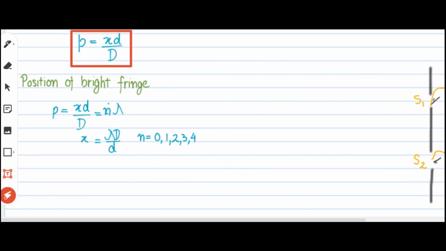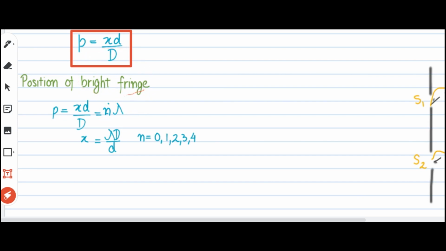Your bright fringe will be obtained when the path difference equals n times lambda. It can be 0, it can be lambda, 2 lambda, 3 lambda, 4 lambda, 5 lambda. That's why I have multiplied this term n. So if the path difference equals n lambda, in that case you will obtain a bright fringe on the screen.